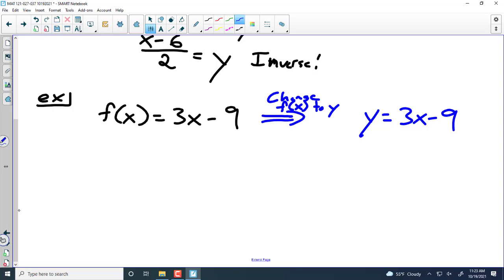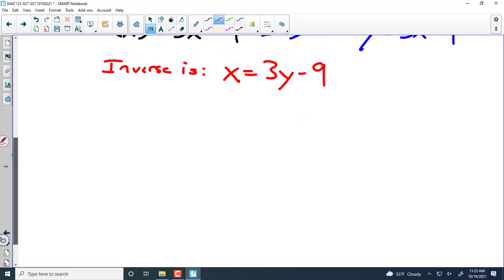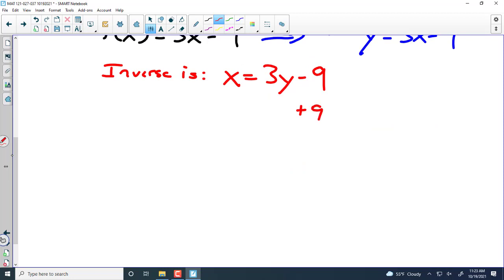Does that look okay to everyone? Yeah, if they give you function notation instead, don't let that spook you. Just get rid of that function notation, put a y in there instead. So now my inverse is x equals 3y minus 9. No one's going to like that. So what should I do? Add 9 to both sides. And divide both sides by 3.